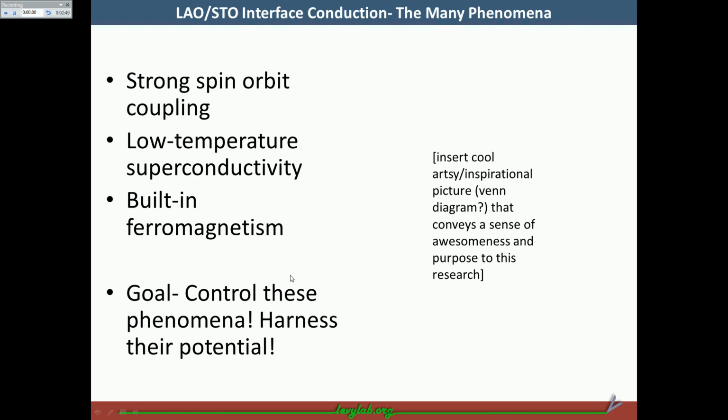And so there's a lot of inherent phenomena occurring at this interface, like the strong spin-orbit coupling, the low temperature superconductivity, as well as built-in ferromagnetism. And so being able to understand and control these different phenomena will allow us to create novel devices. For example, due to these different features, the system is proposed to potentially host a Majorana fermion state.